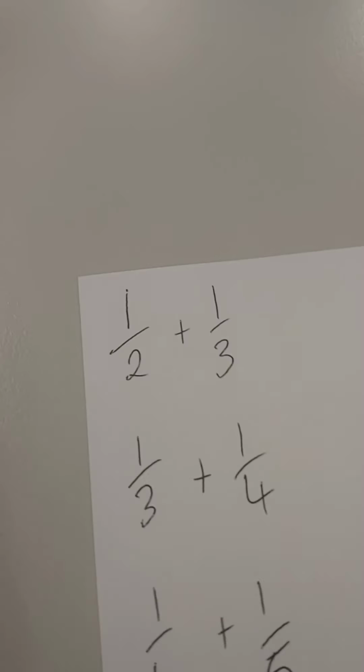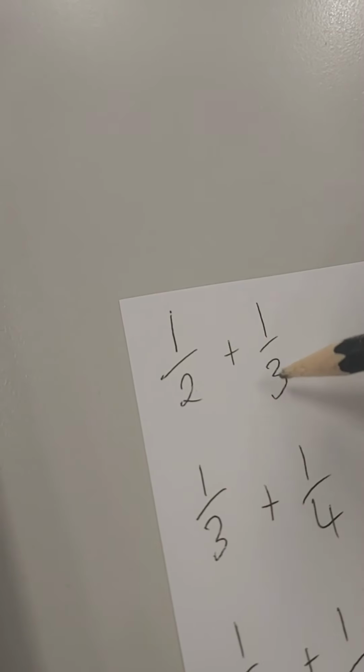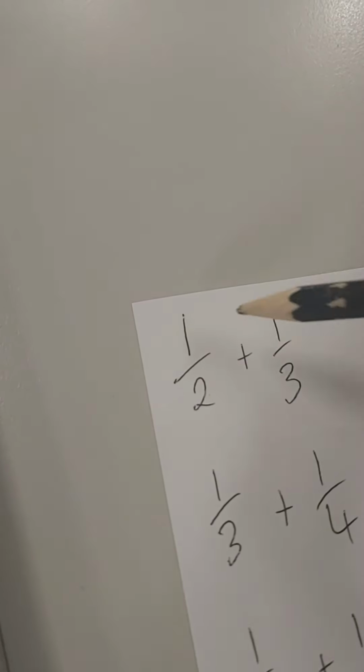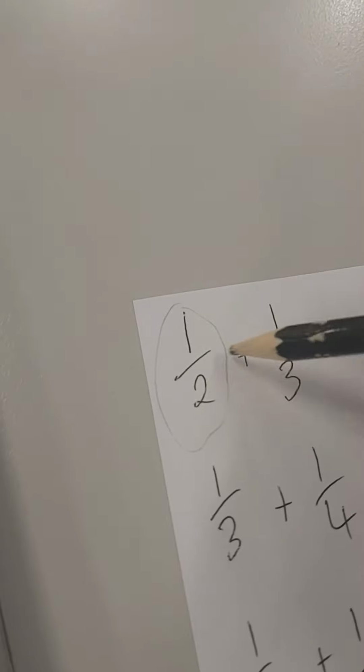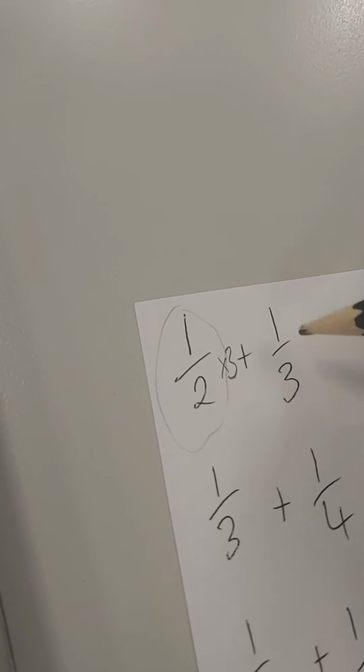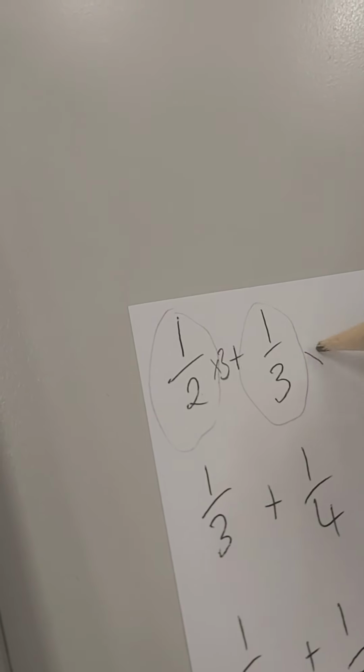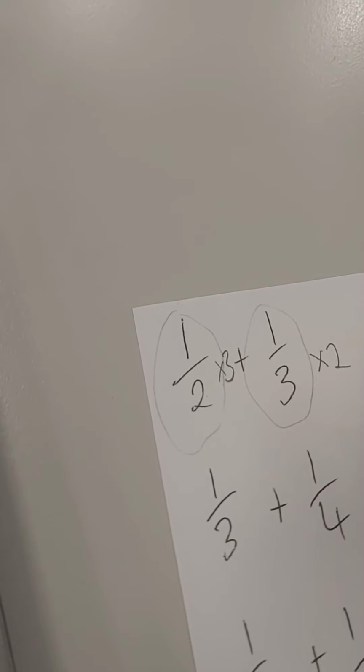So the first question here, we need to find a number that both 2 and 3 go into. The easiest way to do that is to times those two numbers together. So 2 times 3 gives me 6. So everything on this side, I'm going to times by 3. And everything on this side, I'm going to times by 2, okay?